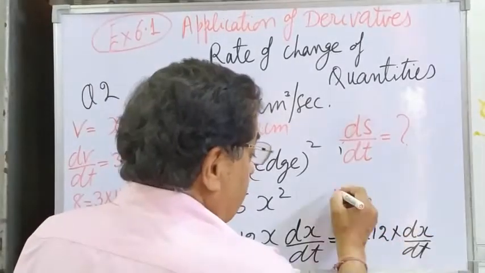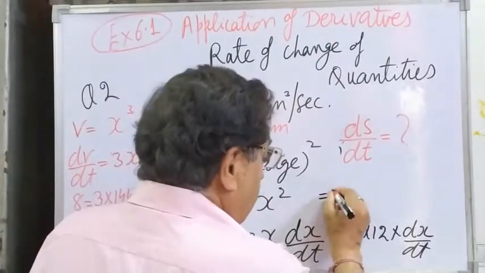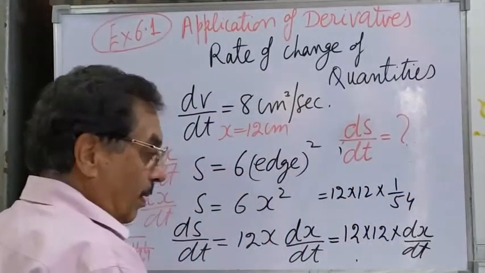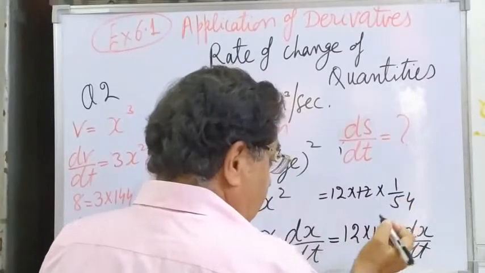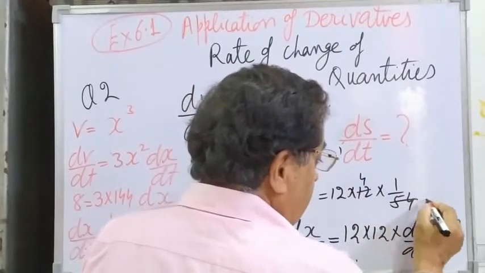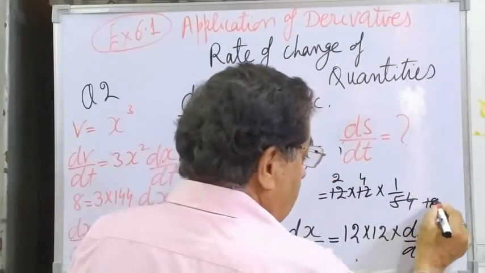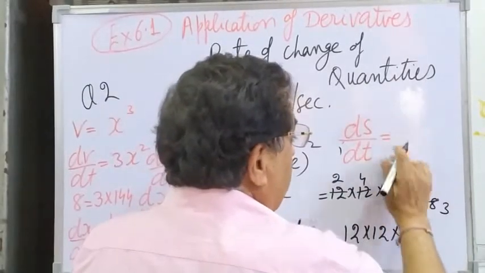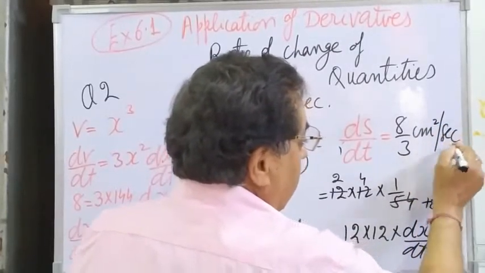So we put up the value instead of dx by dt: 12 into 12 into 1 by 54. Here it gets cancelled. If we cancel out by 3, 3 fours are 12 and 3 eighteens are 54. Again I cancel out 6 twos are 12 and 6 nines are 54. So the answer comes to be 8 by 3 centimeter square per second.